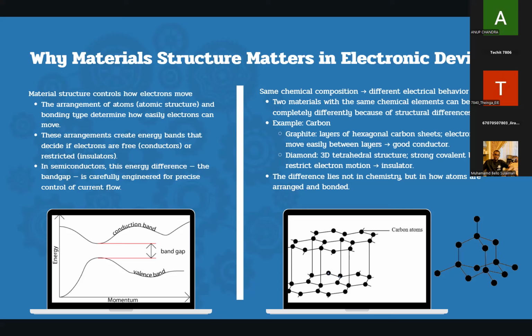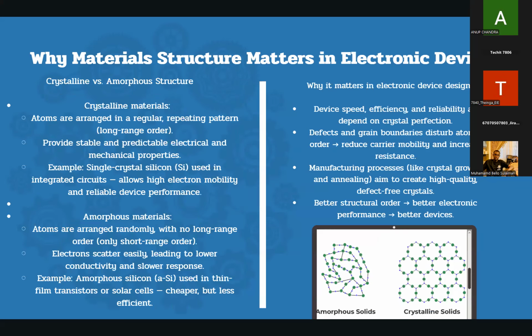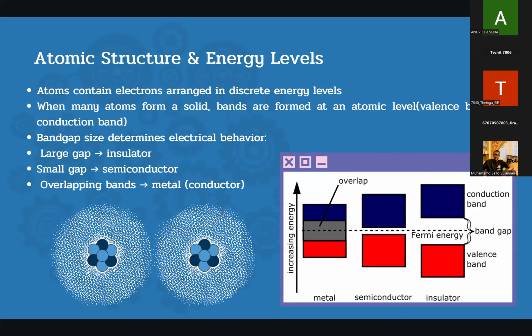And let's move on to the next slide. This is again about material properties, and the next slide is atomic structures and energy levels. Energy levels are distinct states that electrons can occupy within an atom. These levels arise from the quantization of energy, meaning electrons can only exist in specific energy states and not in between.